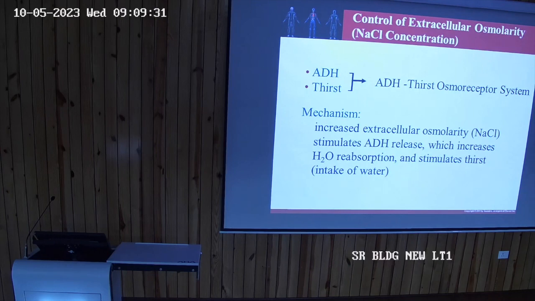Okay, in continuation with that, two important functions remain. One is the maintenance of plasma osmolarity and another is maintenance of electrolyte balance. Plus with this we will try to cover today the counter current multiplier and exchanger system. So three objectives for today's class are plasma osmolarity, electrolyte balance and counter current mechanism.